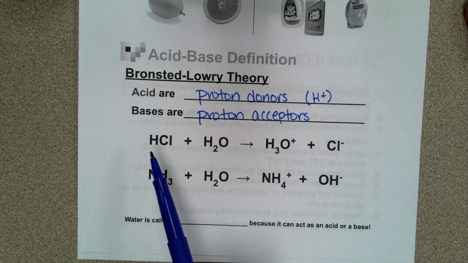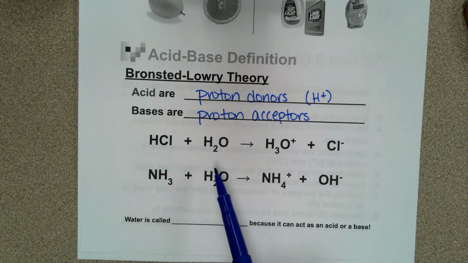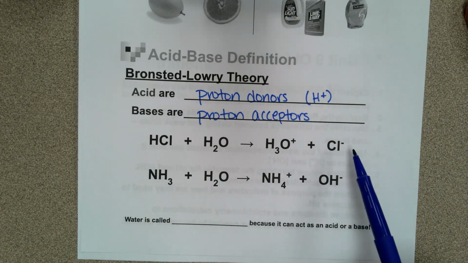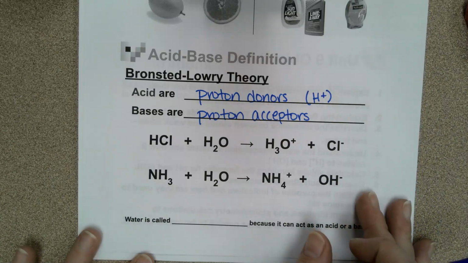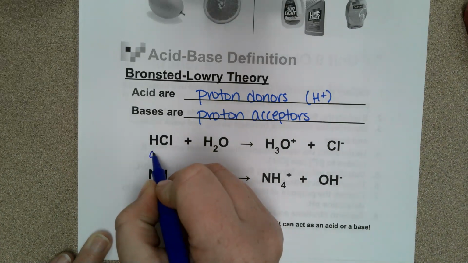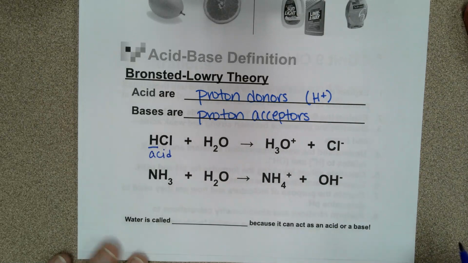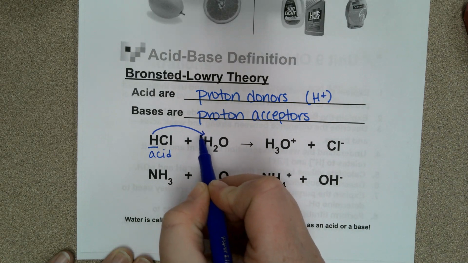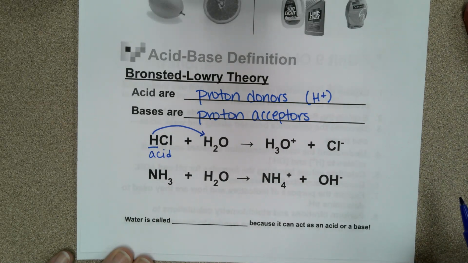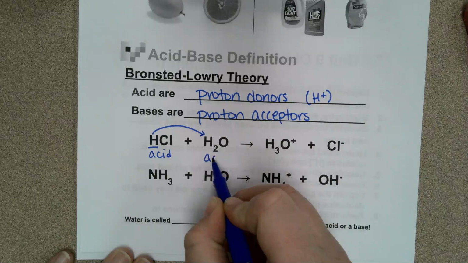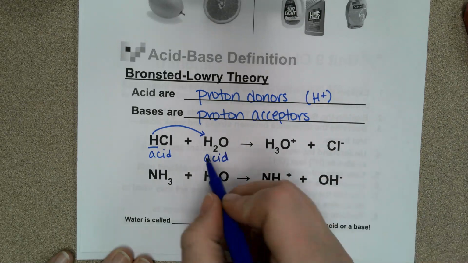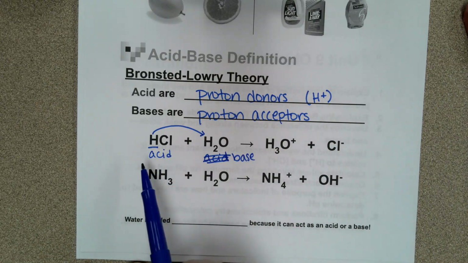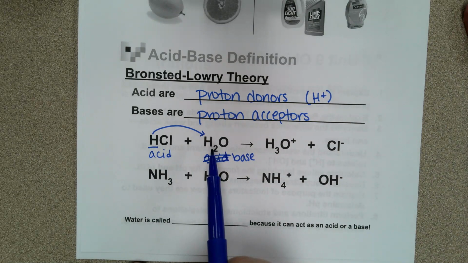So here are a few examples. We have HCl plus water, and that's going to give us H3O plus, and then chloride, Cl minus. So this is an acid, so it's going to donate the proton. And if you look, that hydrogen actually gets donated to that water, that proton. So that makes water the proton acceptor, which is the base. I was getting ahead of myself there. So acid is the proton donor, base is the proton acceptor.